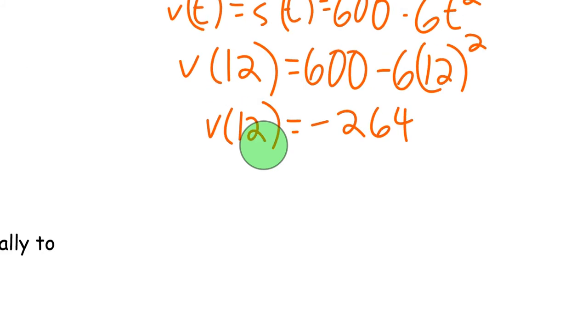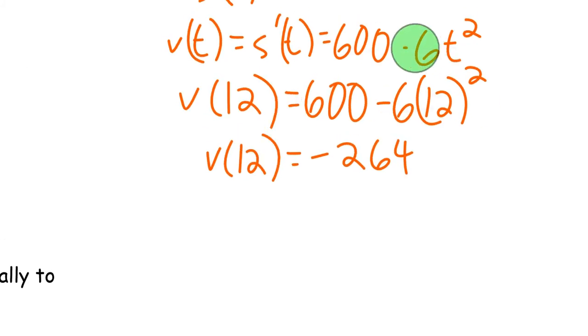Now we're going to solve the problem using either initial value or derivative procedures. I'm not going to reinvent the wheel. We already figured out that this is the velocity function, 600 minus 6t squared, and we did that by finding the derivative of the initial function.